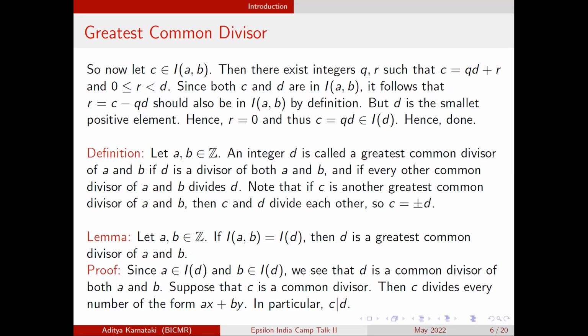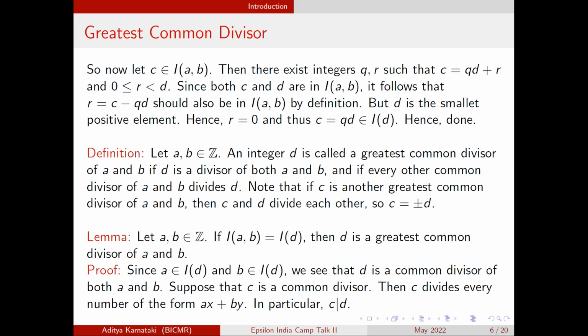inside the sum. Right? C divides a, so c divides ax. C divides b, so c divides by. C divides ax plus by. But then d is a number of the form ax plus by because the sets are the same. And so in particular, c has to divide d. Okay, so far?